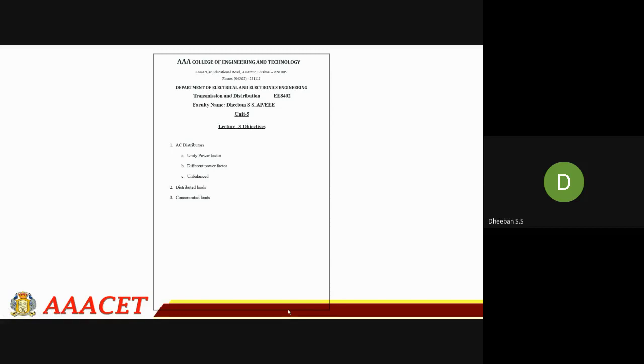In the AC distributors, what you will be seeing is the same thing you considered for your DC distributor also. We'll be considering here your distributor load as well as your concentrated load. And then in the AC distributors, we will also see unity power factor, then different power factors like lagging and leading power factor. Then in case of an unbalanced condition, how your AC distributors will be acting we'll also be seeing.